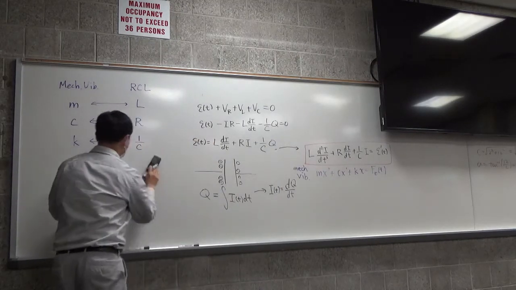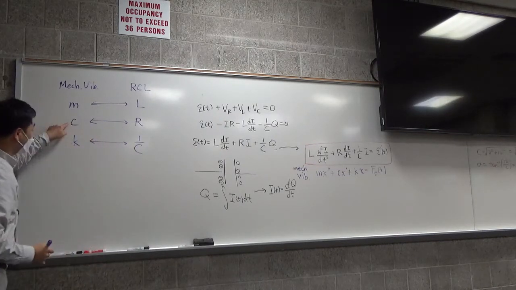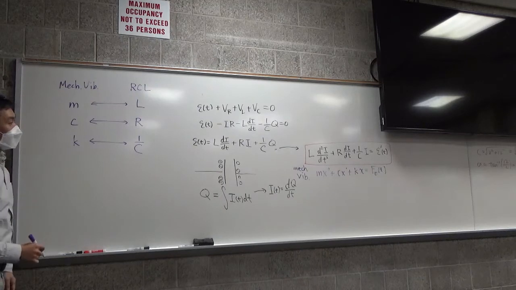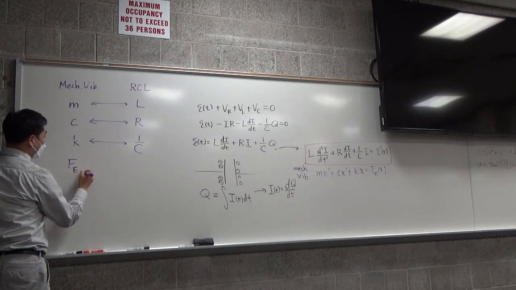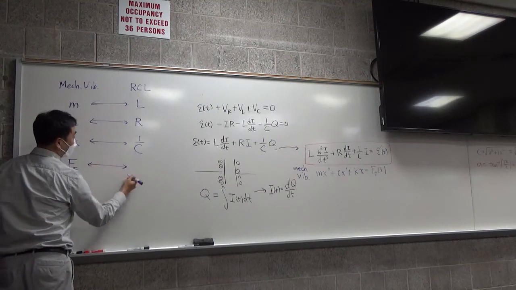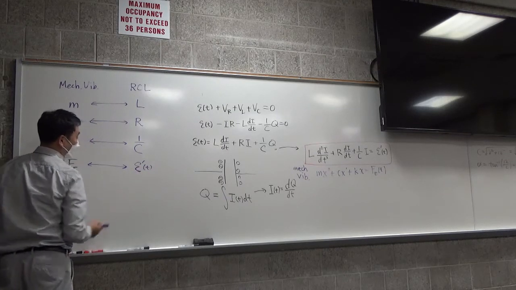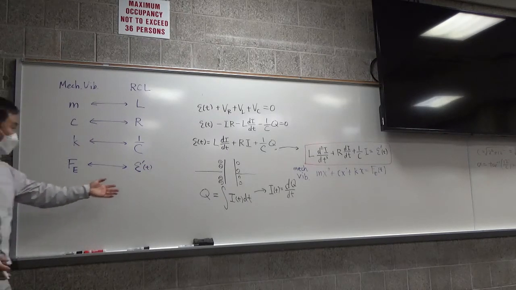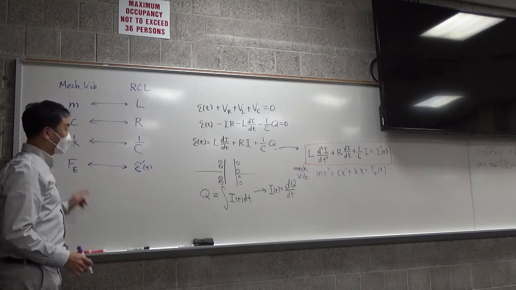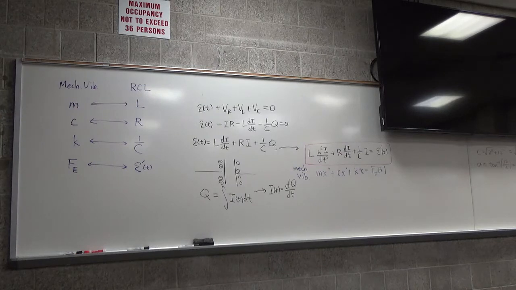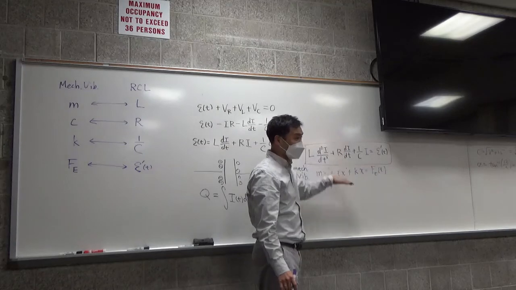But this C is supposed to be capital C. This is small, lowercase c. This is capital C. All right. And then finally, the external force corresponds to the derivative of the external voltage, or the input voltage. So there's the input voltage, and if you differentiate, it corresponds to this. And this is purely by just comparing the two equations.